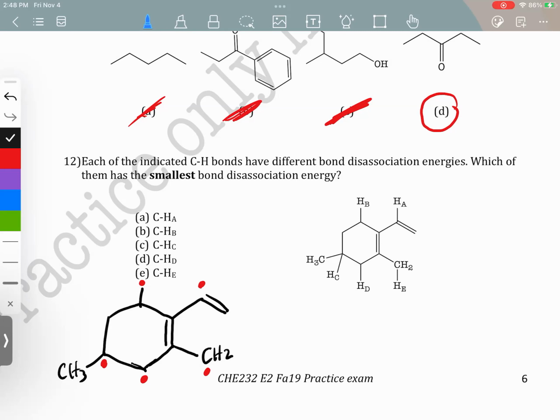So if it takes the smallest amount of energy to break a certain bond, what kind of product do you think you're forming in terms of stability?